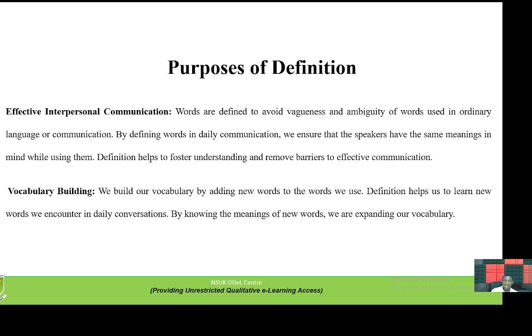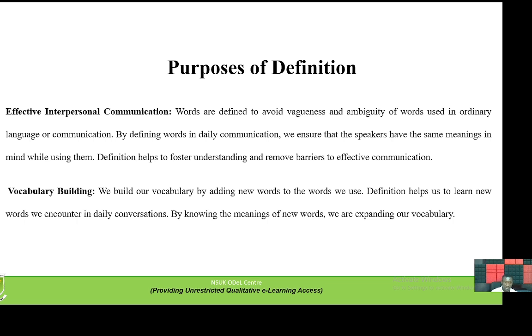But when you define the words you use within a context, the person listening to you will know the meaning that you are trying to pass across when you are communicating. So by defining words in daily communication, we ensure that the speakers have the same meanings in mind while using them. So definition helps to foster understanding and remove barriers to effective communication.